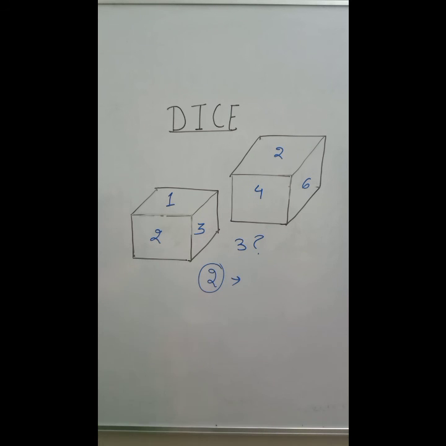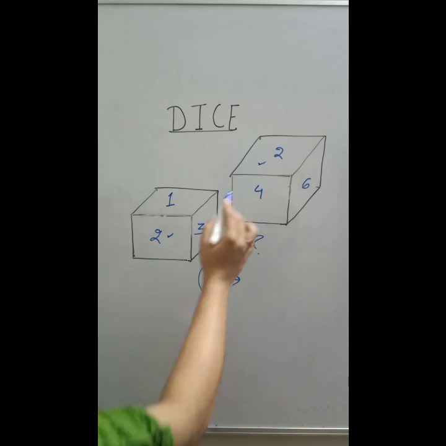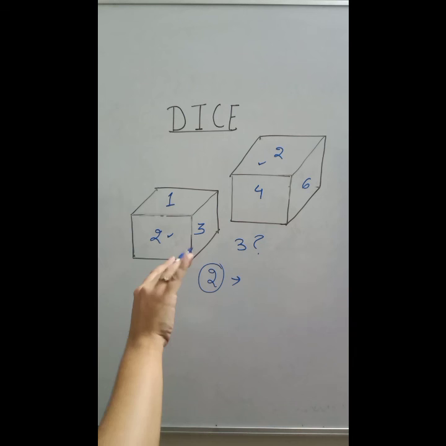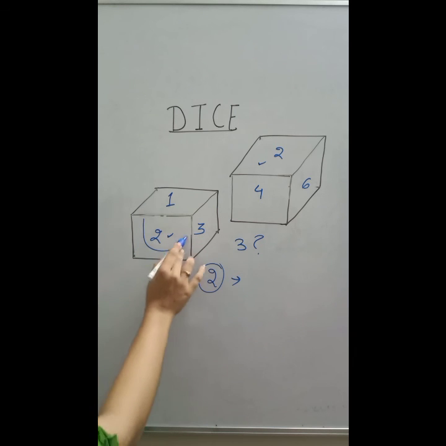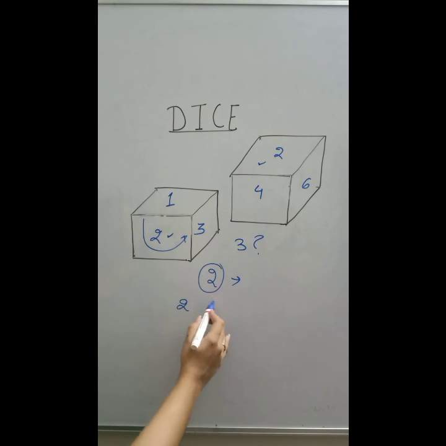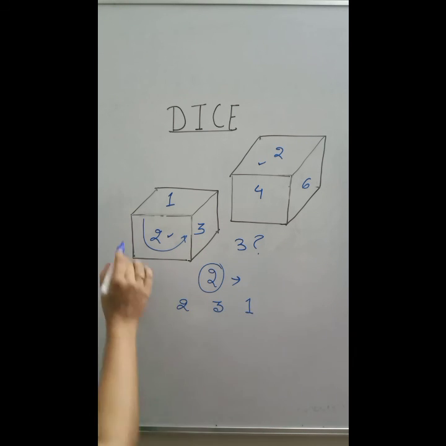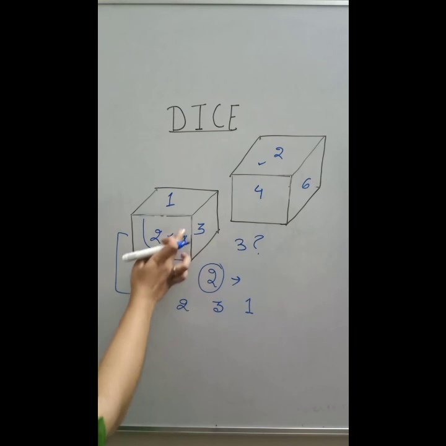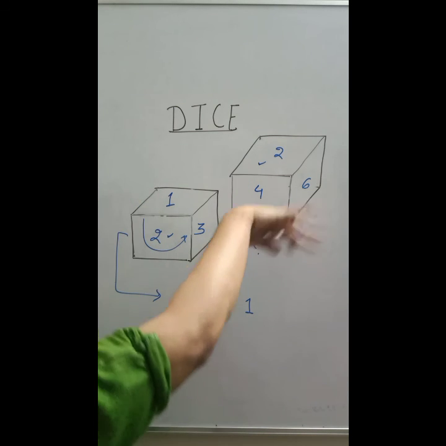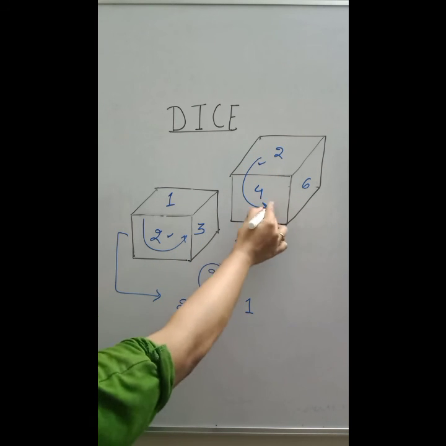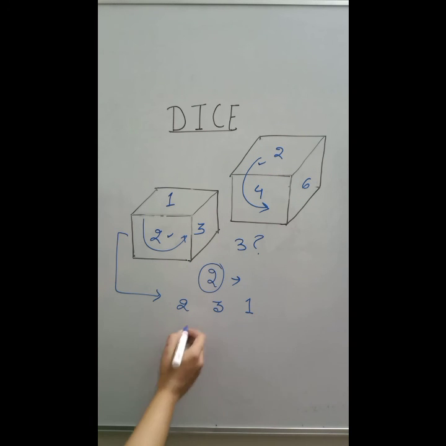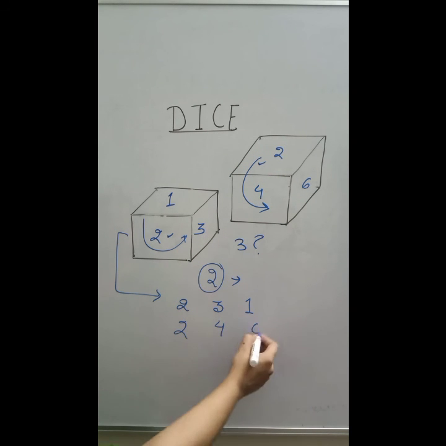Now what we'll do is choose the number 2 from here and move in the anti-clockwise direction. If we start from here, anti-clockwise would be 2, 3 and 1. I'm talking about this cube. Now we talk about this cube. Of course, here also we have to move in the anti-clockwise direction. So if you write it like this, it is 2, 4 and 6.